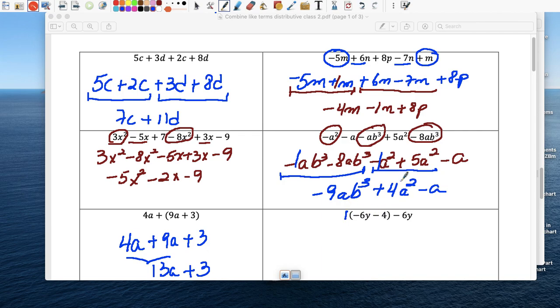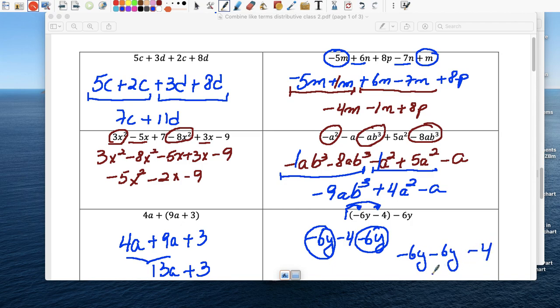Here, and again, until you get accustomed to this, if you think there's a 1 outside the parentheses and you do the distributive property, right? We're doing the distributive property to remove the parentheses. 1 times negative 6y is negative 6y. 1 times negative 4 is negative 4, and then the minus 6y at the end. So now that I removed the parentheses, I can combine like terms. Let me write these side by side. So these two will be negative 6y minus 6y and minus 4. Negative 6 and negative 6 is negative 12y minus 4.